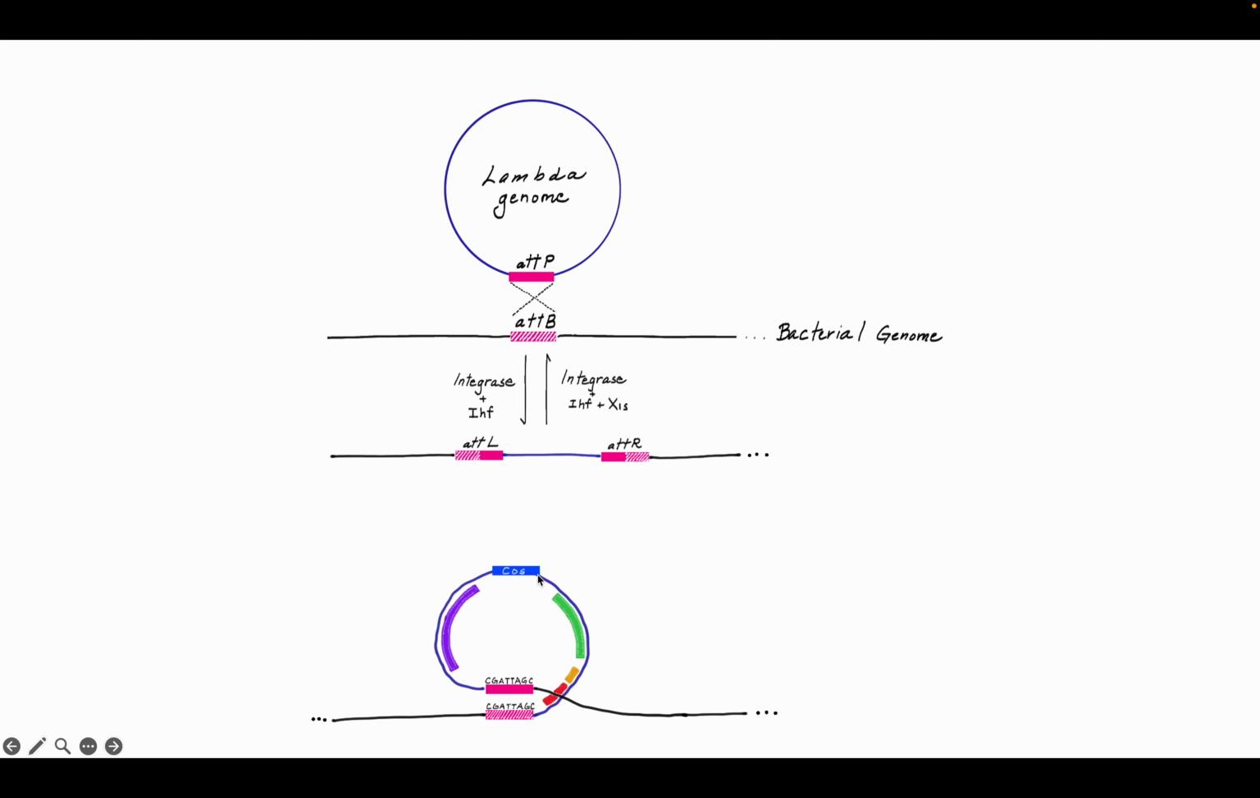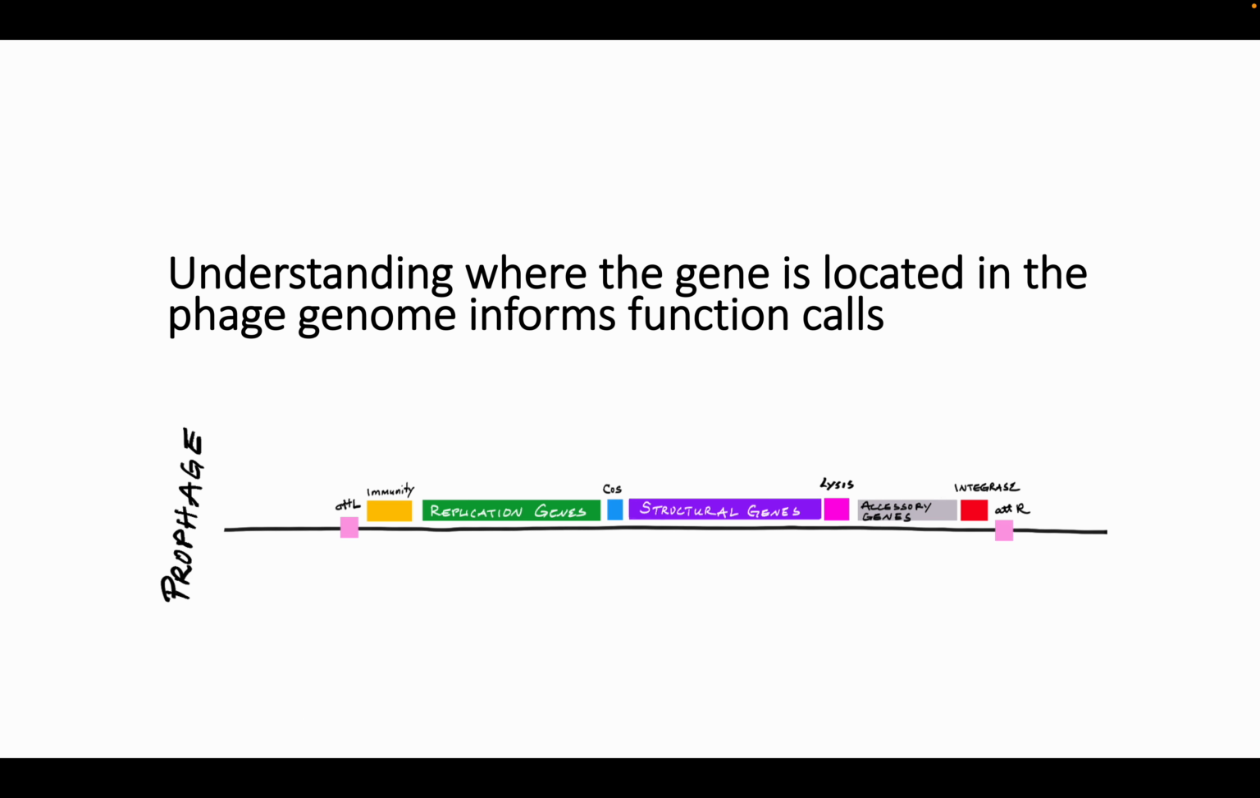And so just looking at this model of an integrated genome right here, we can see that red represents the integrase, followed by the immunity cassette. Then the replication genes, the COS sequence would be in the middle, and the replication genes would be on the right. So let's look at that.